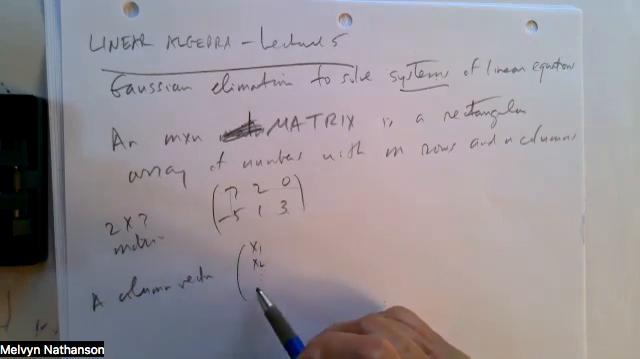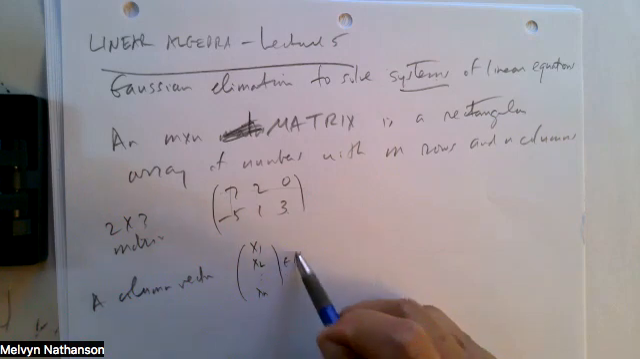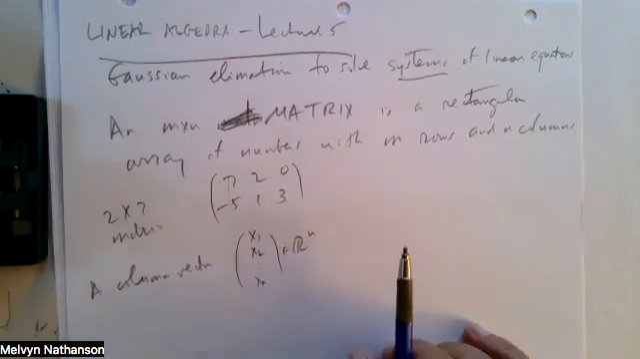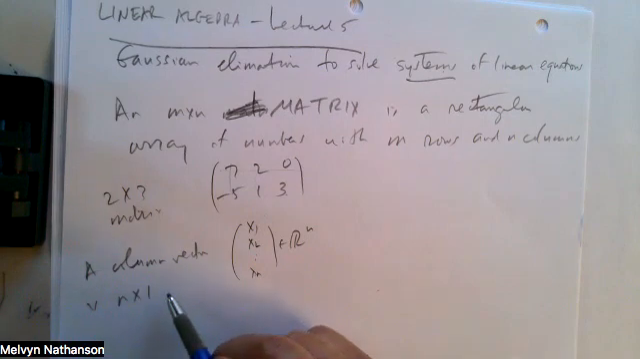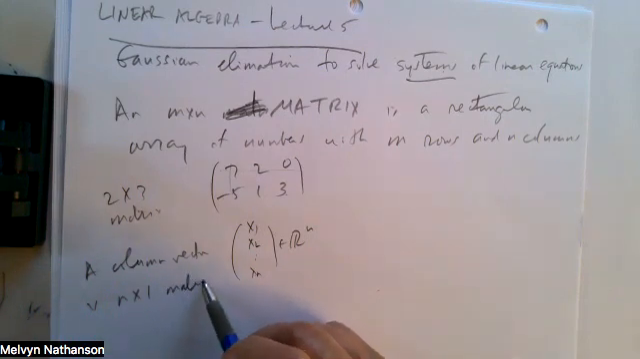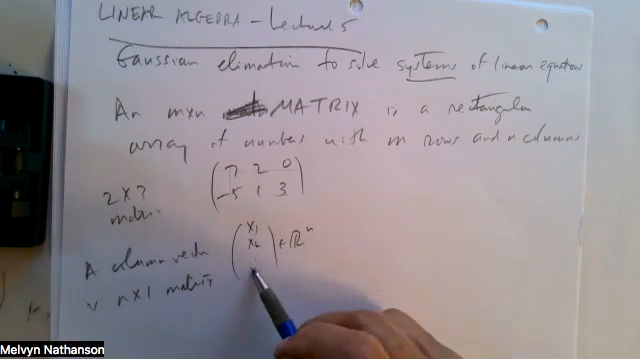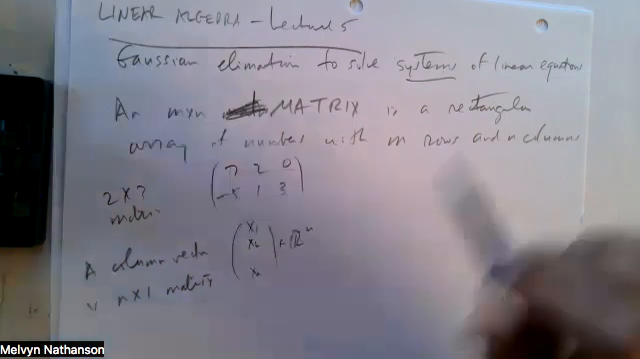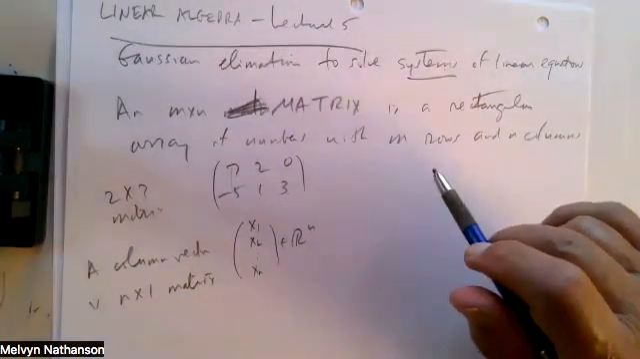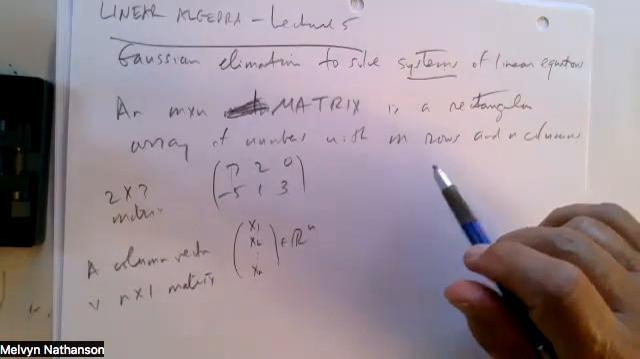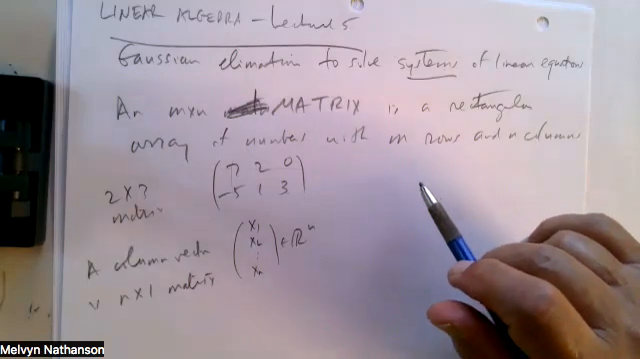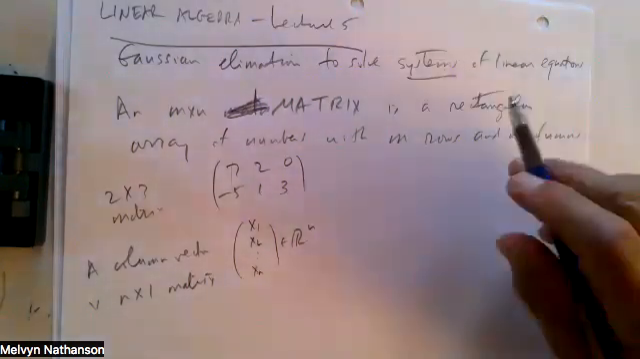So if you think of a column vector, x1, x2 down to xn, a column vector in Rn can also be considered as a matrix with n rows and 1 column. This is an n by 1 matrix. N rows, 1 column. So in some sense, a matrix is a kind of generalization or extension of the vector. That's what a matrix is.